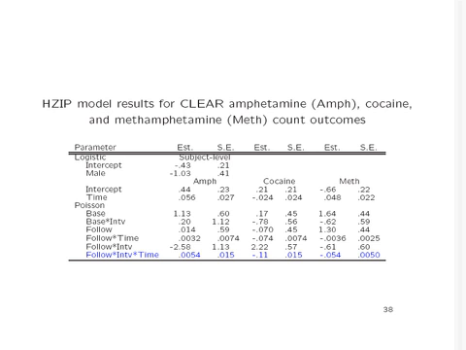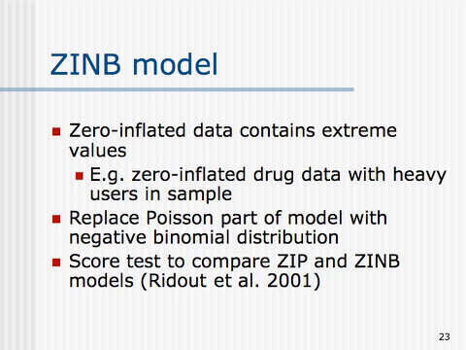So jumping back to the ZIP model, getting away from the longitudinal data or the hierarchy, if you have cross-sectional data, in addition to the data being zero inflated, it might contain extreme values. Looking at the drug data, you can have zero inflated drug data that actually has heavy users in the same sample, so you get really long tails. So one way to handle this is to fit a zero inflated negative binomial model, or ZINB model. You can replace the Poisson part of the model with the negative binomial distribution.